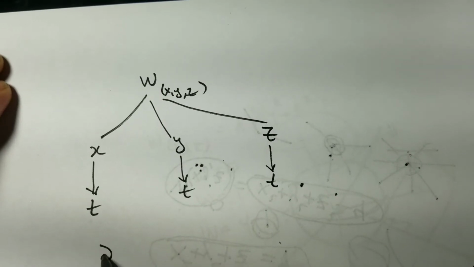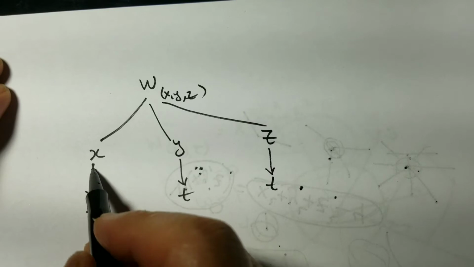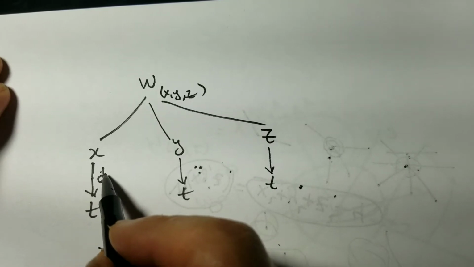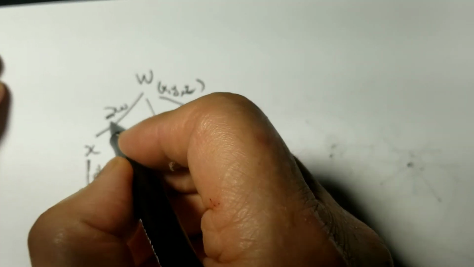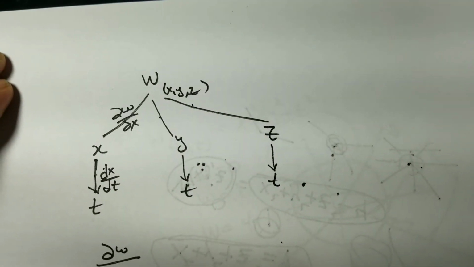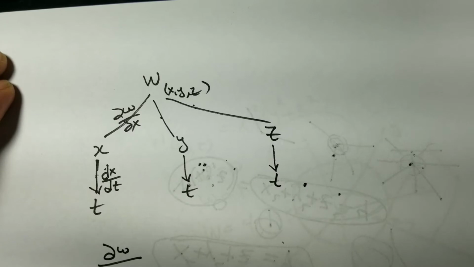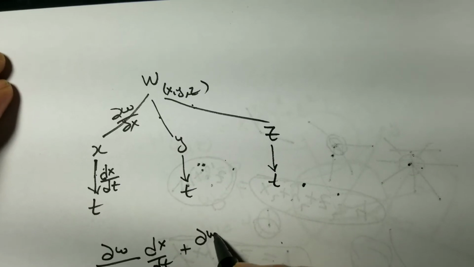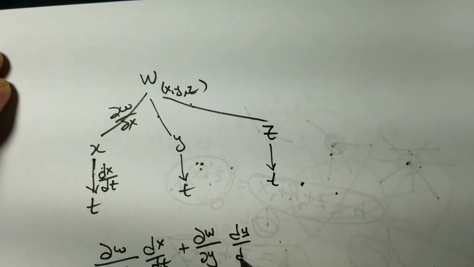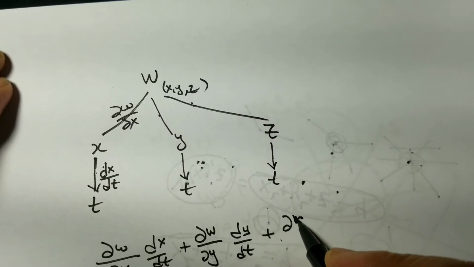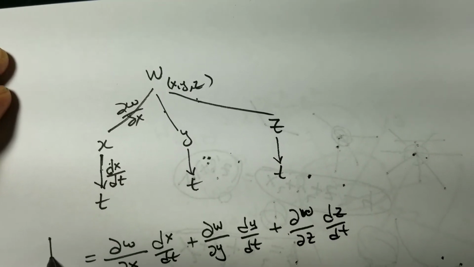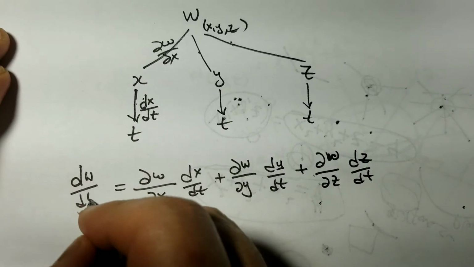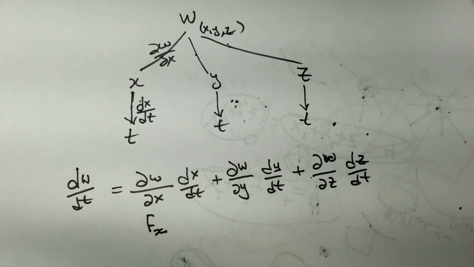3 paths. Because this only branches once, you have to use ordinary differential notation, but because W branches 3 ways, you have to use the partial. Therefore, the partial of W with respect to X times dx/dt, plus the partial derivative of W with respect to Y times dy/dt, plus the partial derivative of W with respect to Z times dz/dt, equals the derivative of W with respect to t. This is the change of the W.